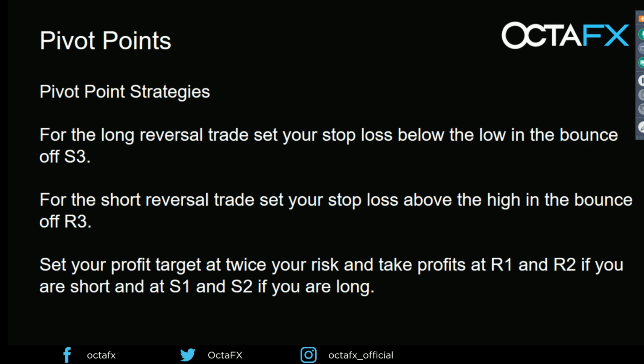Set your profit target at twice your risk, as with our first strategy, and take profits at R1 and R2 if you're short, and at S1 and S2 if you're long. So imagine you're selling at R3, and you're looking to take your profits at R1 and R2. And if you're buying the bounce off S3, the third support, you're looking to take profits at S1 and S2, support 1 and support 2.